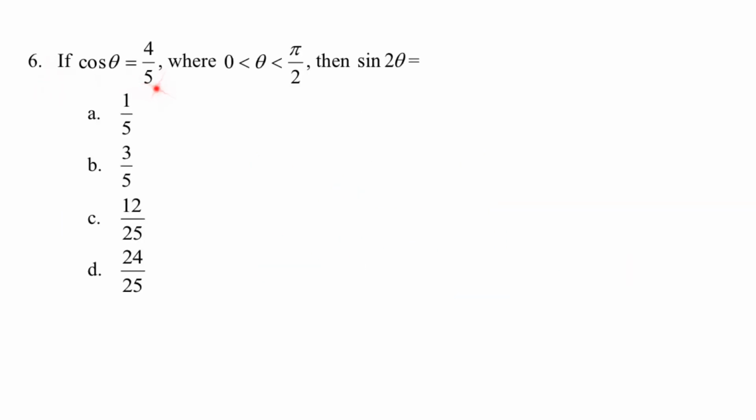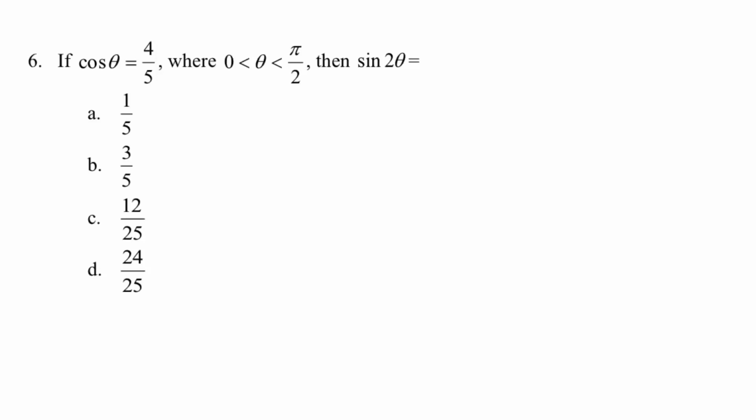Question 6 is a trigonometric question. Cos theta is equal to 4 over 5, but 0 is less than theta and theta is less than pi over 2, then sine 2 theta is equal to. This means it's in the first quadrant, so sine and cos both are positive. You can do it in an easy way.